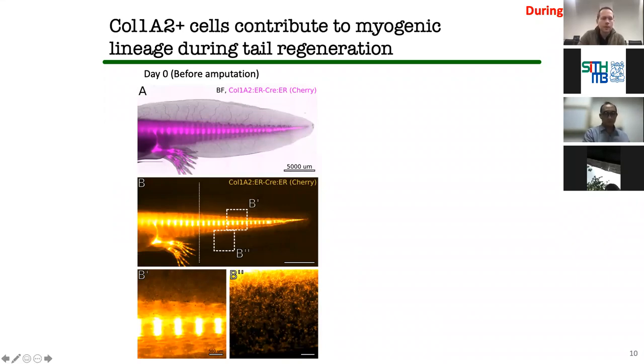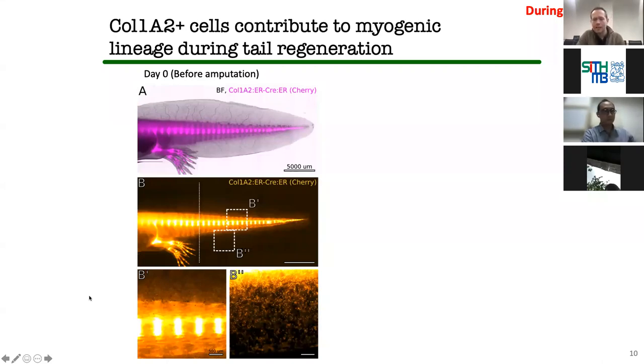And prior to amputation, you can see here, this is pseudocolored in magenta. Here we have a lookup table to make the weak expressing cells a bit more obvious because there's a big difference in signal intensity. So you can see that there's a contribution to the vertebrae, low up here, the fin mesenchyme, but also the myotendinal junction there.